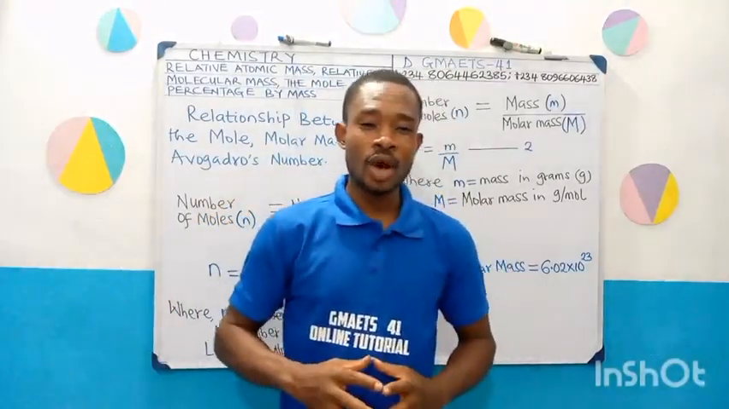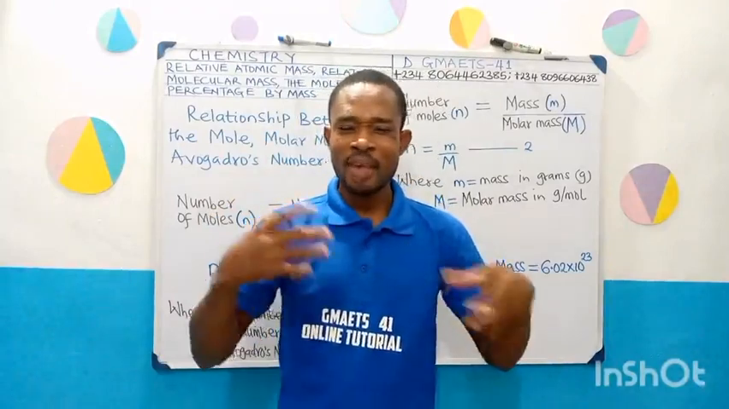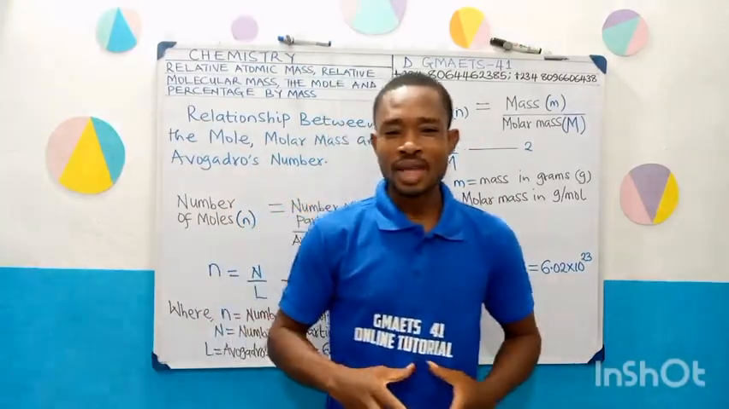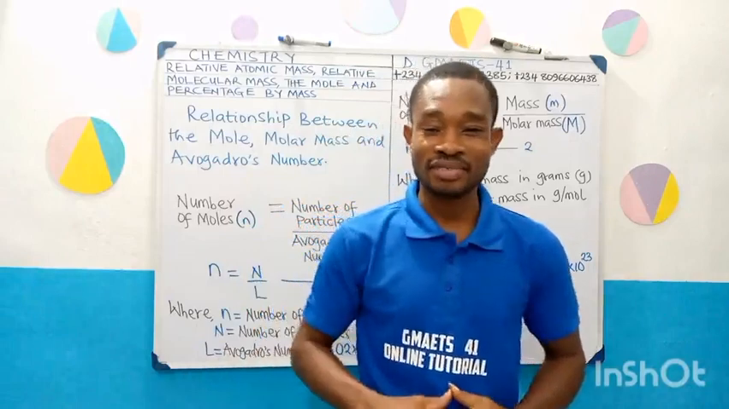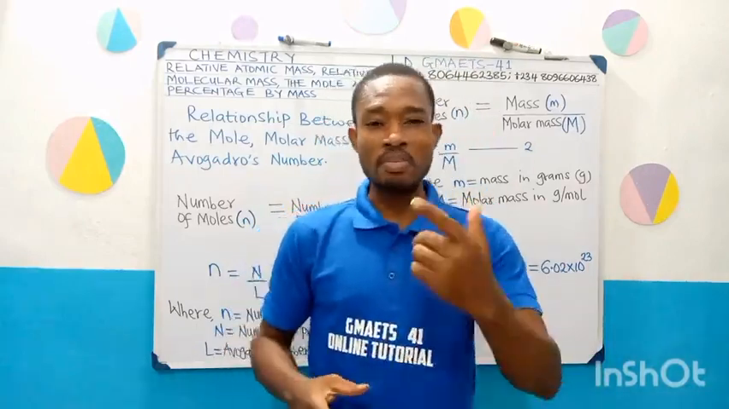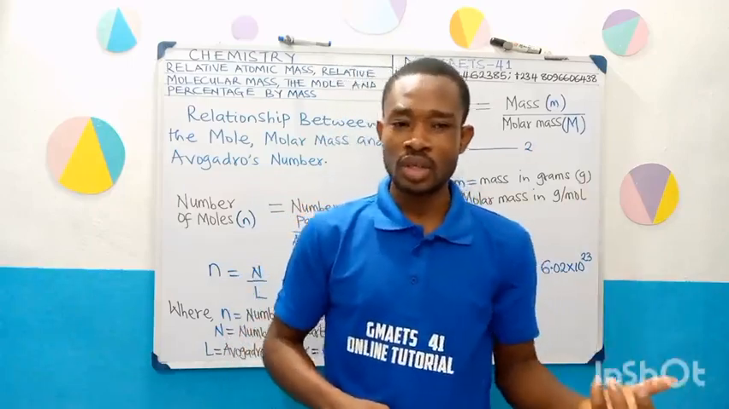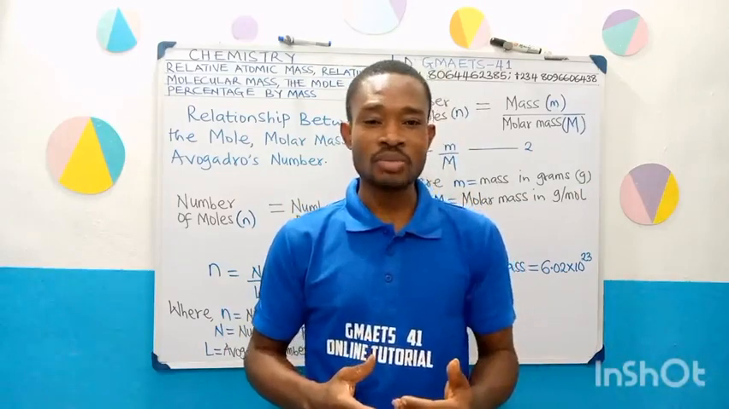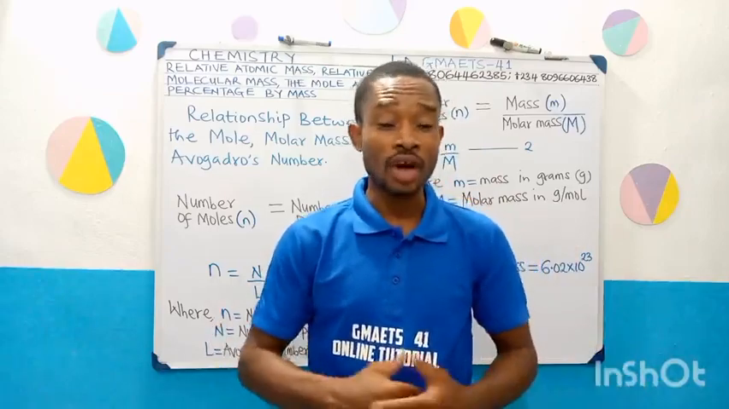In this video, I'll be giving you some important relationships about molar mass, number of moles, and one number called the Avogadro's number. Remember, we've defined the molar mass of a substance. We said it is the mass of 1 mole. We've also defined the mole. The mole is simply the number of atoms in exactly 12 grams of carbon-12.